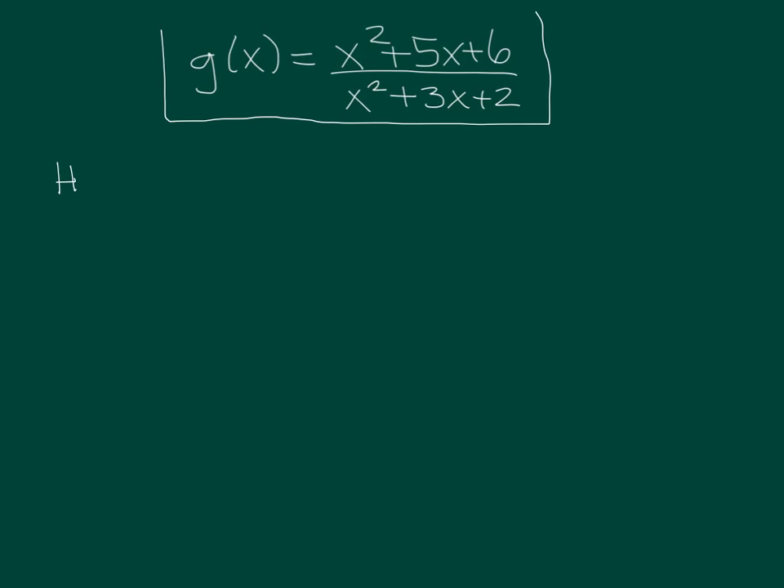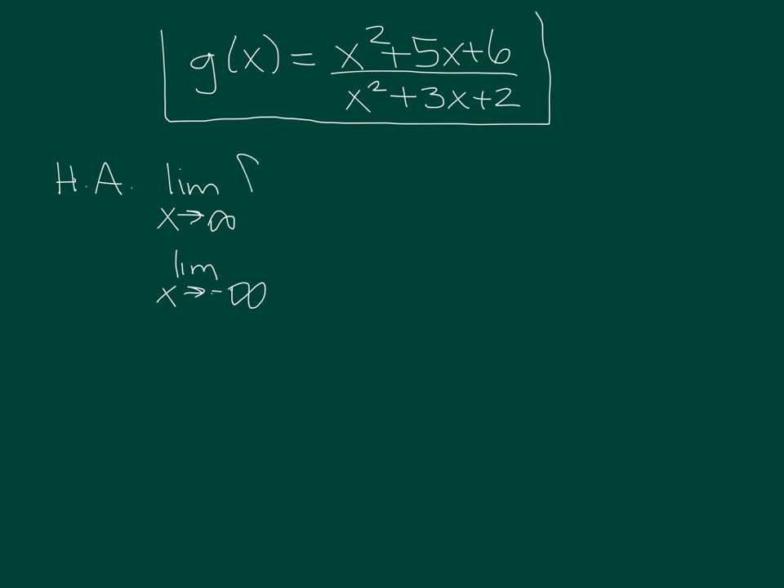So for a horizontal asymptote, we know by definition that you look at the value of the limit as it approaches infinity, or the value of the limit as it approaches negative infinity, because that is basically your end behavior.